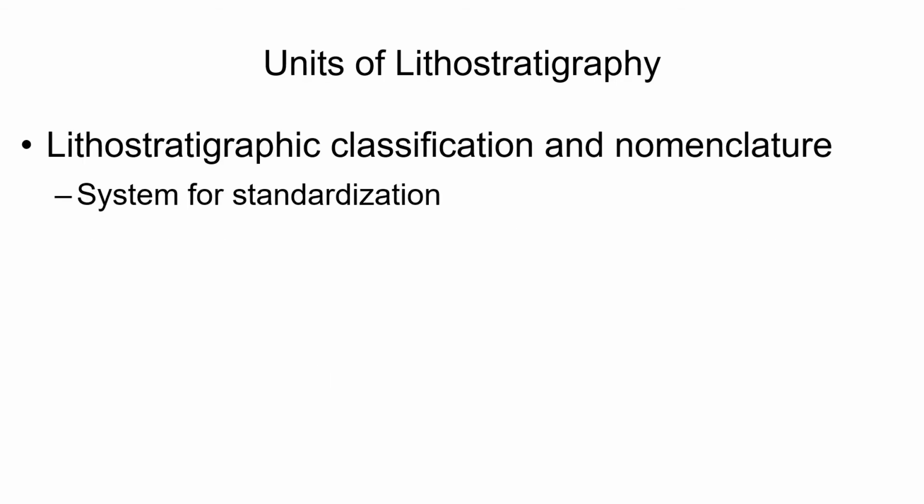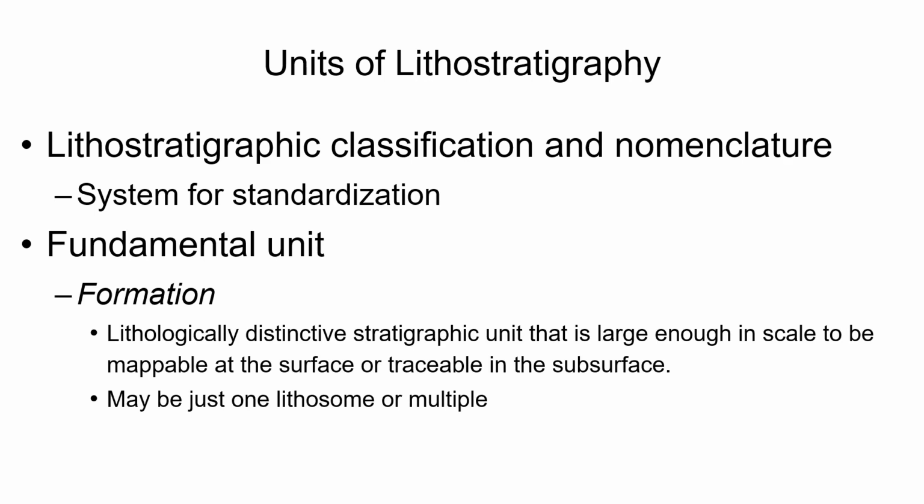Our units of lithostratigraphy are really based on assistive standardization. There is an international stratigraphic nomenclature code that we pretty much follow. And the fundamental unit of lithostratigraphy is the formation. A formation is defined as a lithologically distinct stratigraphic unit that is large enough in scale to be mapped at the surface and traceable in the subsurface. It may be just one lithosome or multiple, but it has traceable and mappable units above and below the unit in investigation.